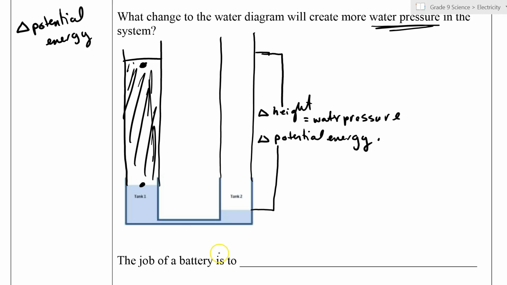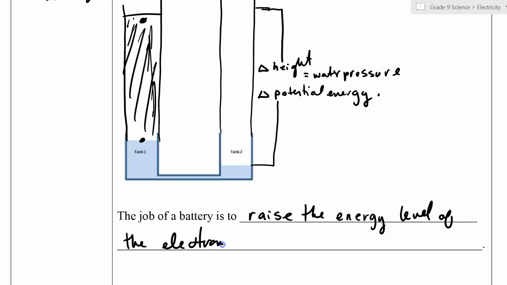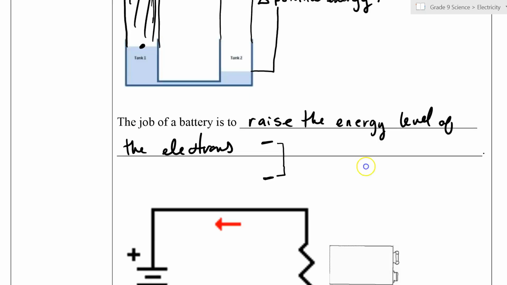Now, the job of a battery is to raise the energy level of the electrons. It's to raise from a very low energy to a very high energy, and that difference in energy level, that's our potential difference. Okay, that's our difference in potential energy.